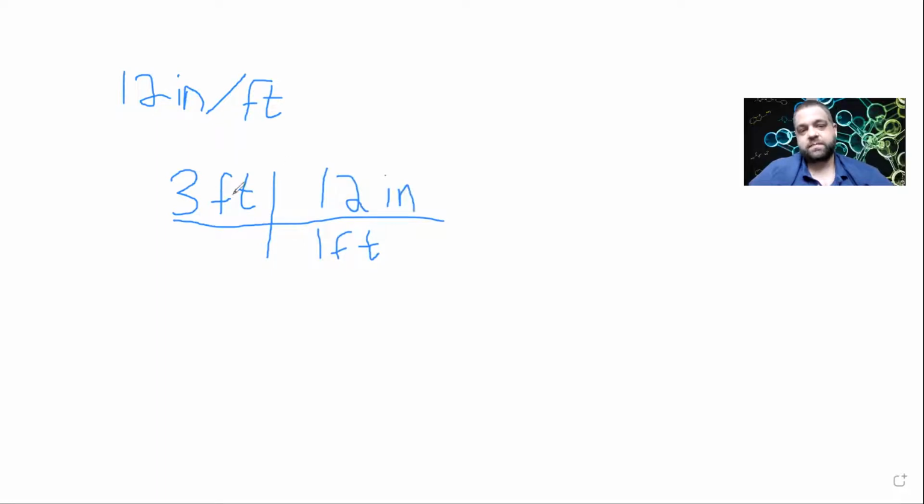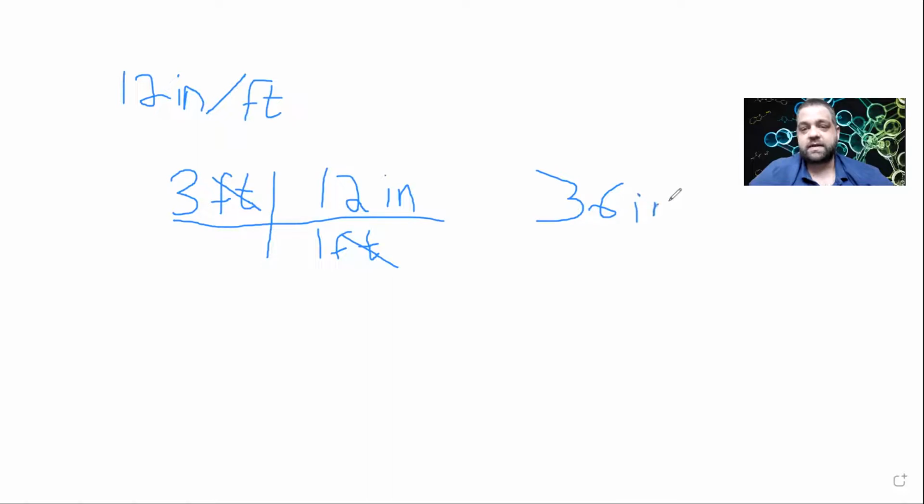Okay, so we're going to multiply across the top. 3 times 12 is 36. And notice that we can treat these units a little bit like we would treat math variables, in the sense that if you are dividing something by itself, in this case feet by feet, they cancel out. Notice it's just the feet that are canceling out. The numbers don't cancel out or anything like that. So it's 3 times 12, and this would be inches.